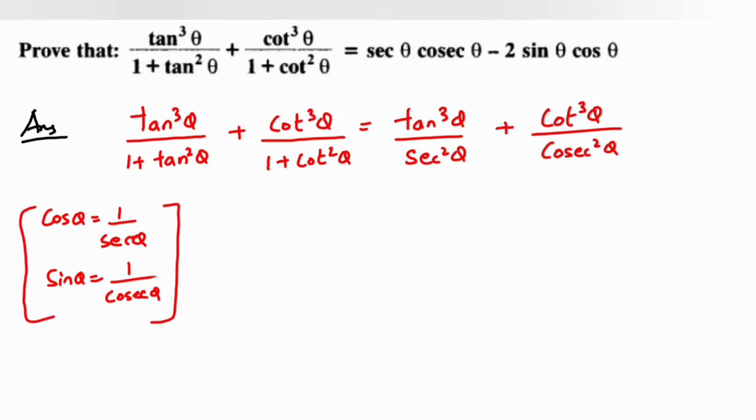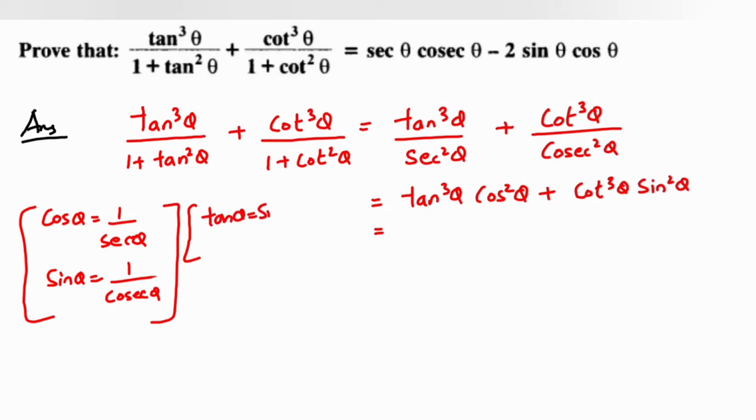So from here we can write tan cube theta, and secant square theta can be written as cos square theta, plus cot cube theta, and cosecant square can be written as sin square theta, since they are reciprocals. Now we know that tan theta is equal to sin theta upon cos theta, one more identity we're using here. And similarly cot theta is equal to cos theta upon sin theta. We're going to apply this identity and solve again.